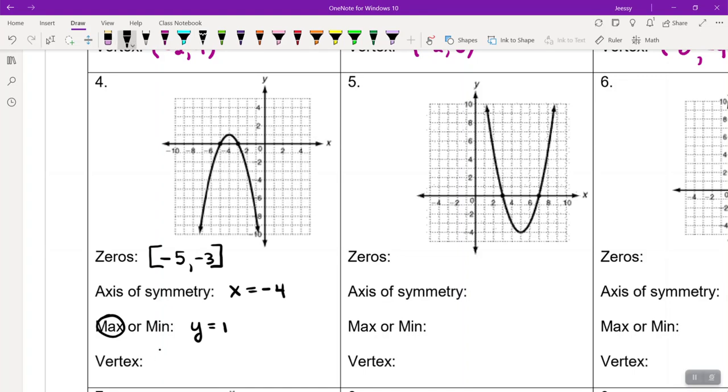Now, what's the vertex? Negative 4, 1, not negative 4, 0. Which makes sense because what did we say was the axis of symmetry? And what did we say was the maximum? So once again, this is the axis of symmetry, and this is the max or the min.